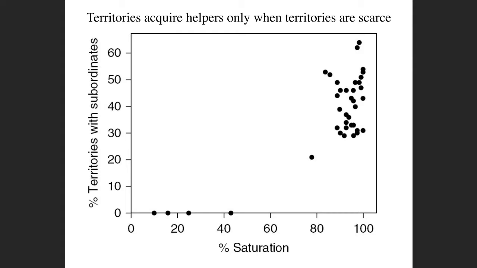Anyway, only when territories approach saturation did you start to get helpers. And so there seems to be a sort of cost-benefit thing. But one question is, are the helpers acting adaptively?